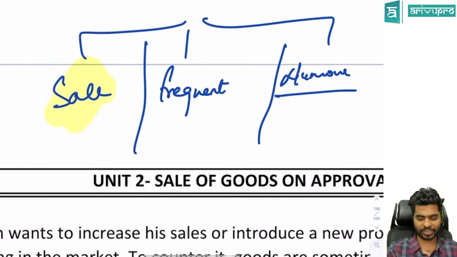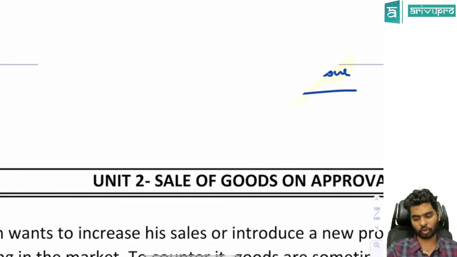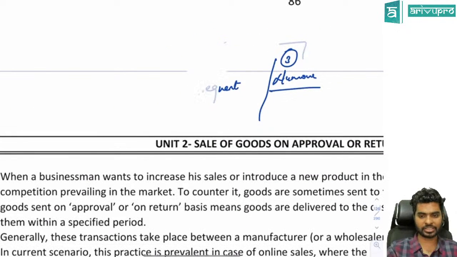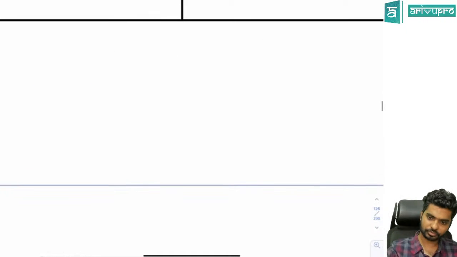So we have 3 ways we are going to be recording the sale. For sale of goods on return or approval basis, case 1 is what we are going to be treating as sale. Second one is frequent and the third one is numerous transactions. Are you clear? Now let us do the first case more, because your examination questions majorly are from the first case. Then we'll try looking into the second and third case.